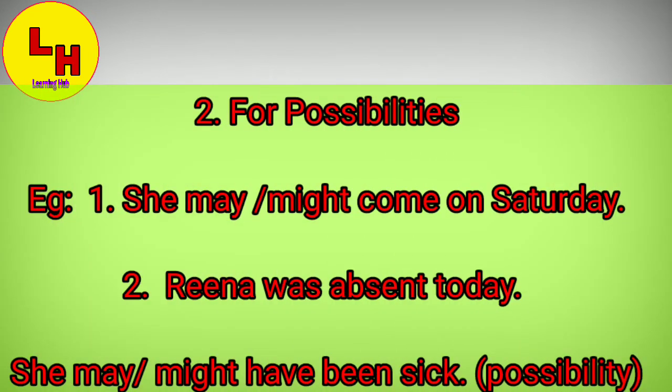Point number 2, for possibilities. For example, she may or might come on Saturday. Reena was absent today. She may or might have been sick. Both the situations show possibilities.